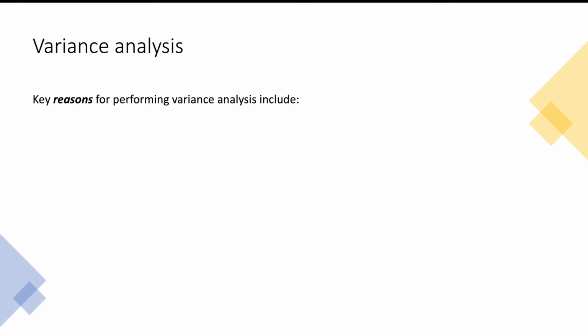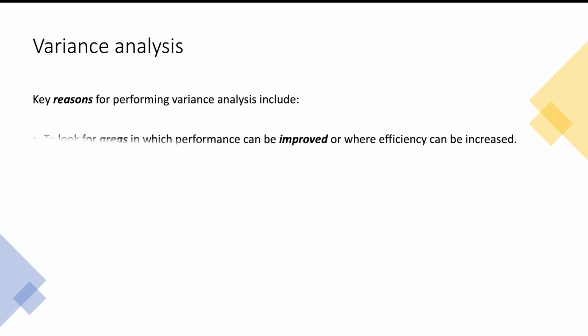Now come to the second tool, that third tool that we have available, which is the variance analysis. The first was trend analysis, the second was ratio, and the third is variance analysis that we're discussing now. In the variance analysis, what are the key reasons for performing it?